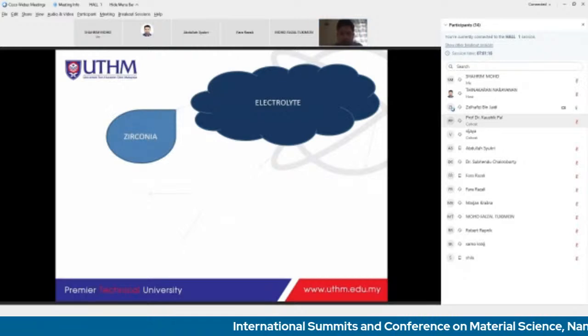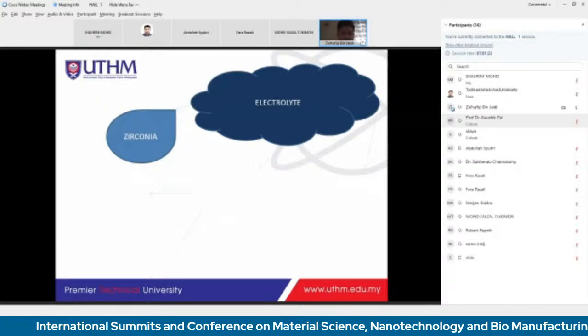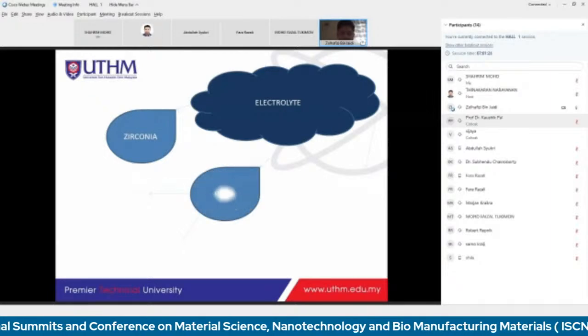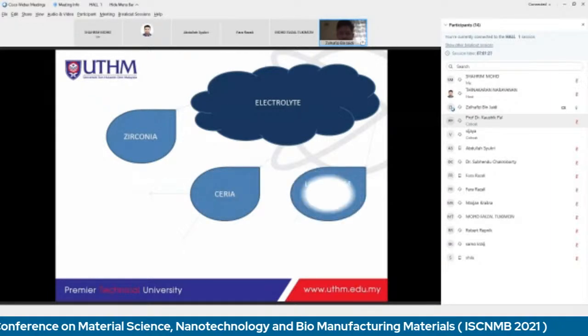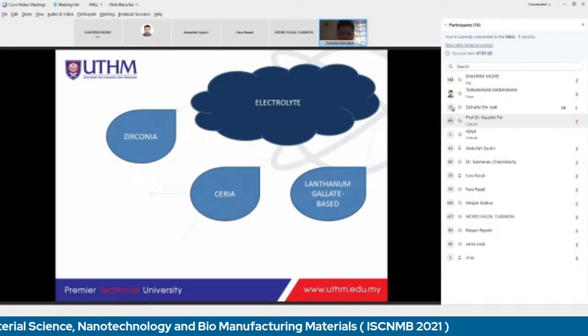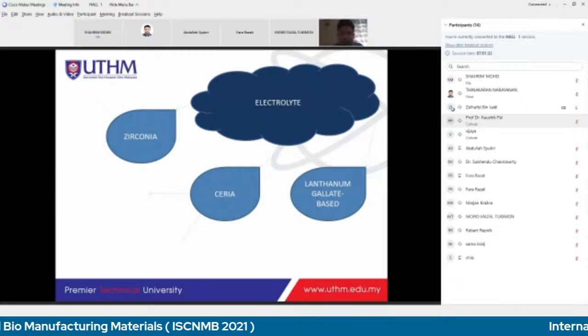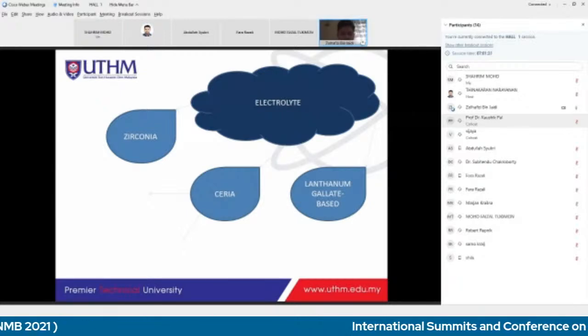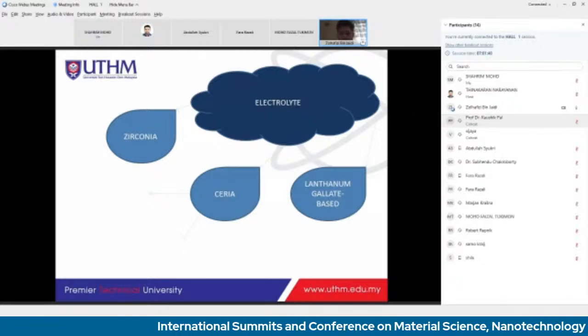Previously, there are three types of electrolyte that have been used in the SOFC industry, which are zirconia, ceria, and lanthanum gallate-based electrolyte. These three electrolytes are used at low operating temperature, from 400 to 700 degrees Celsius.